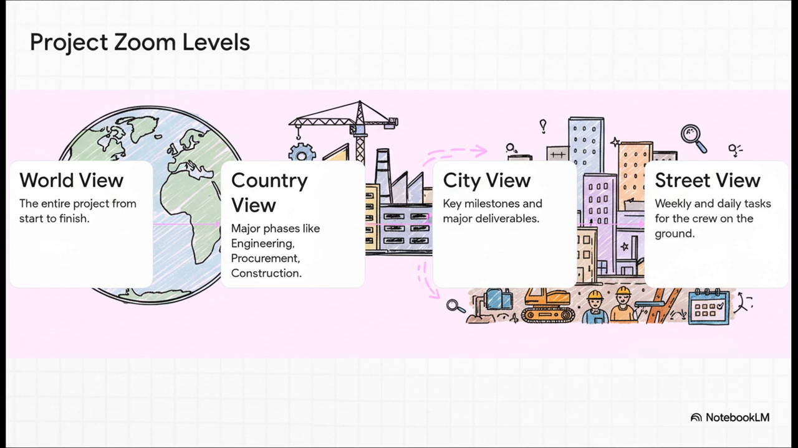Then you zoom in a bit, and you get the country view, which breaks the project into its major phases, like engineering and then construction. Zoom in again to the city view, and now you're seeing key milestones. And finally, you zoom all the way down to the street view, and there it is, the daily to-do list for the crew. It's all the same project, just seen from different altitudes.